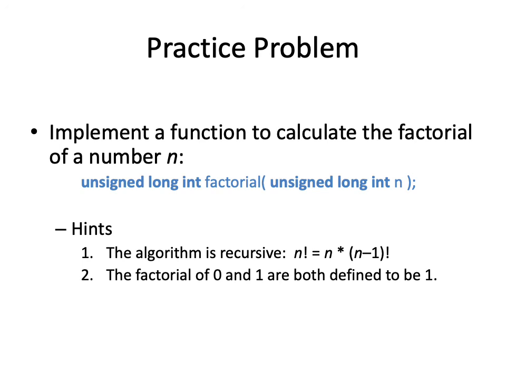Second clue is that the factorial of 0 and 1 are both defined to be 1, and you can use this as an end condition for your factorial function. So if you go into your function, you can say, well, if n equals 1 or if n equals 0, then return 1.